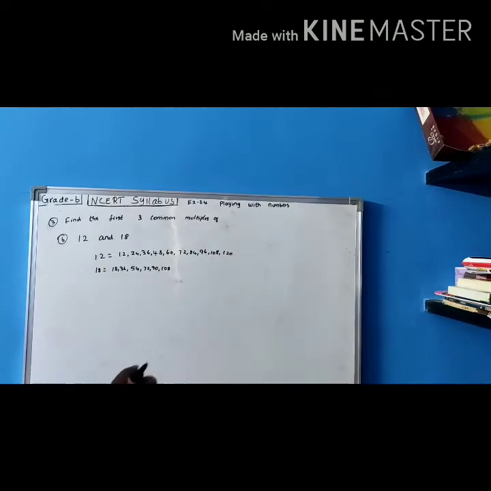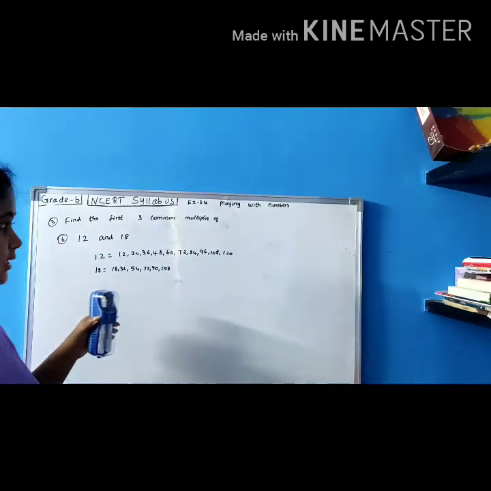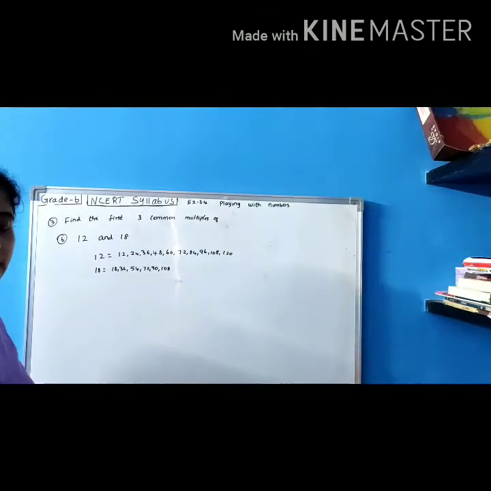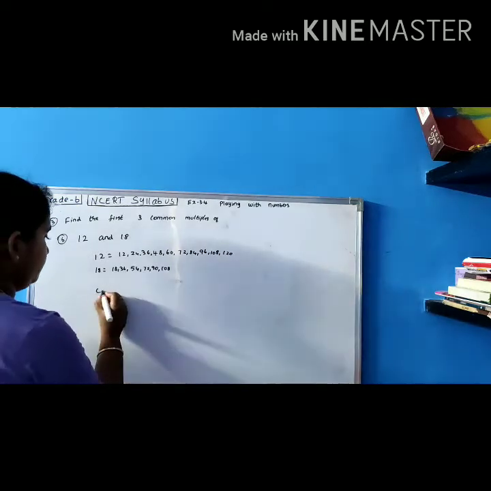So this is your next sum. If you know the 12 table, you write it. Otherwise, you multiply and write it. I just wrote the 12 table and 18 table. Now I am going to find the common multiples. Okay, common multiples of 12 and 18.